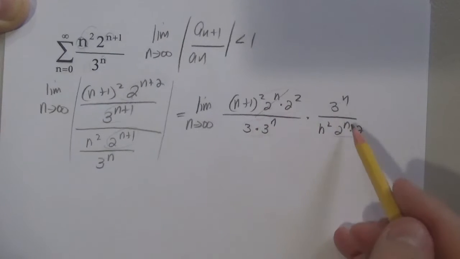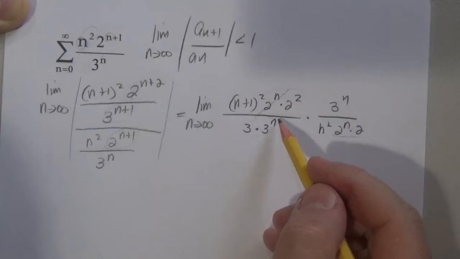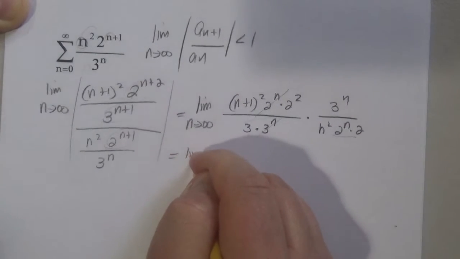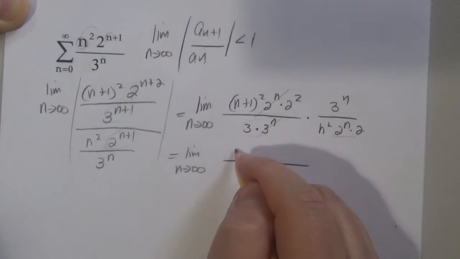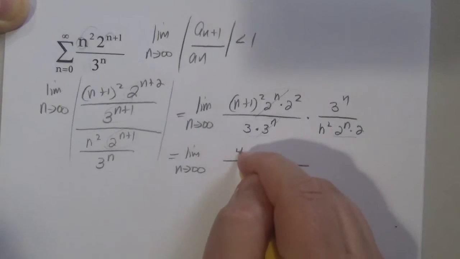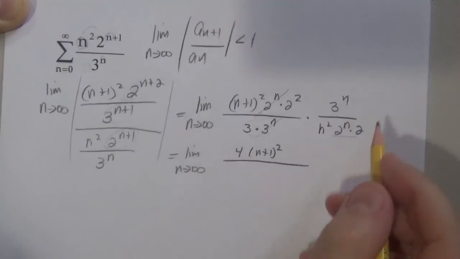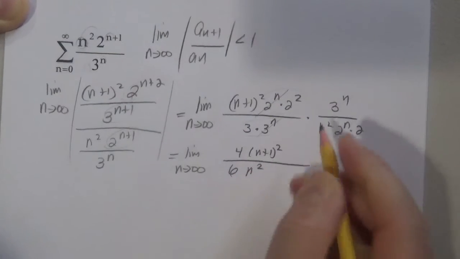Got a lot of canceling here. Cancel, cancel. Notice I'm canceling lightly. Don't cancel out too darkly, then it's kind of hard for me to read it. So this becomes the limit as n approaches infinity of, I'm left with 4 times (n plus 1) squared, over 6 times n squared.